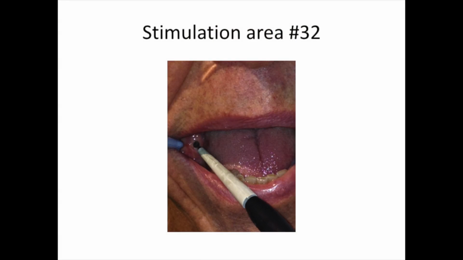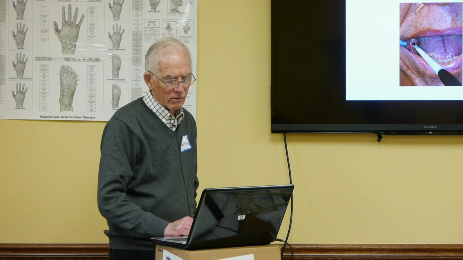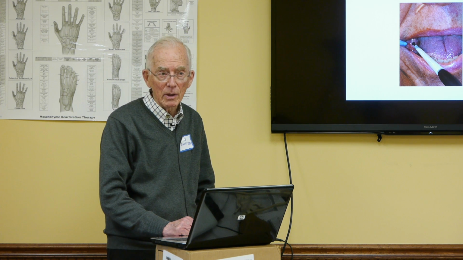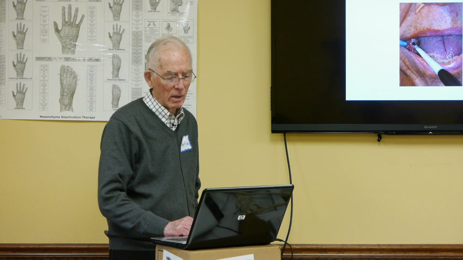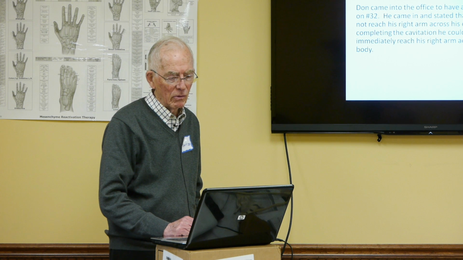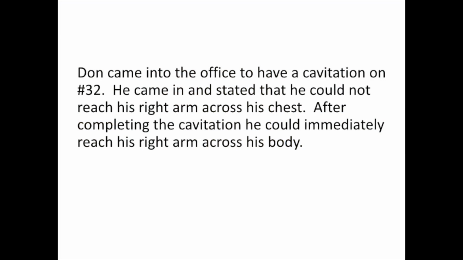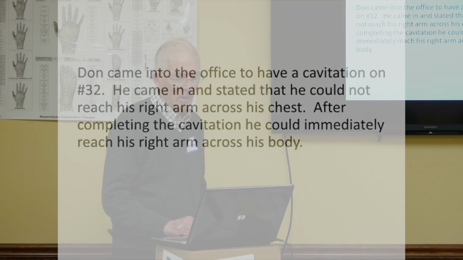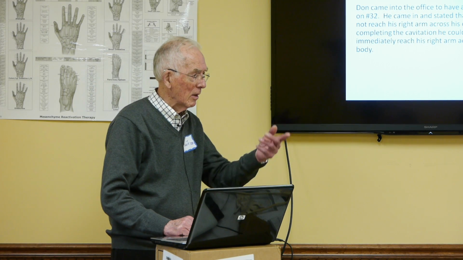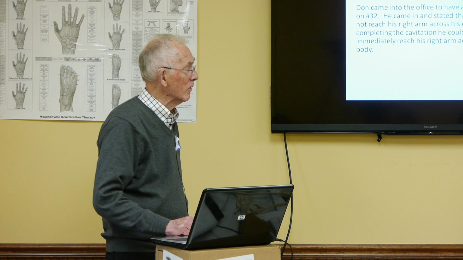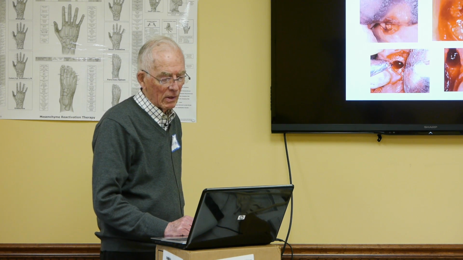This is the way we stimulate the area to detect where the cavitation is. You can actually find the cavitation within 2 millimeters of where it's located in the jaw. So it's a very exact way of doing it. Don came to my office having cavitation in 32. He came in and stated that he could not reach his right arm across his chest. After completing the cavitation, he could immediately reach his right arm across his body. Reminds you of the other patient who couldn't raise his arm till you froze the area with anesthetic.